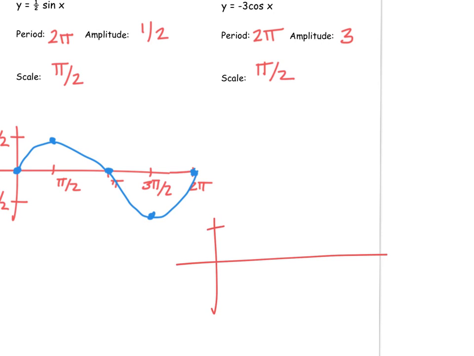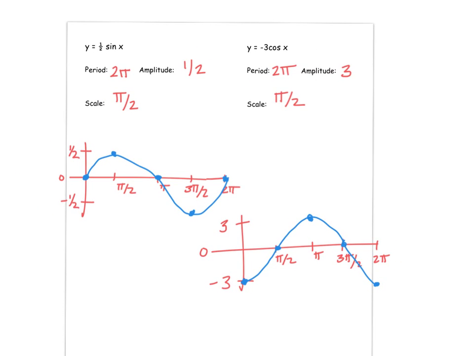Here's my cosine. We want to go up to 3 now, and down to negative 3. Pi over 2 and 2 pi. So now, cosine always starts up, but we have a negative 3. So if it's negative, that means we have to start down. I'll do a different color here. So we have to start below instead of up high: 0, 3, 0, negative 3. So there's my cosine graph when it's negative 3 cosine of x.